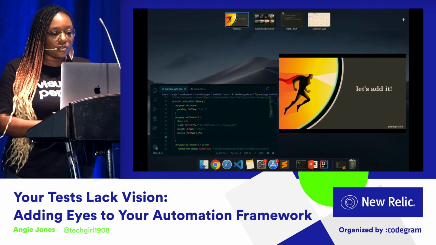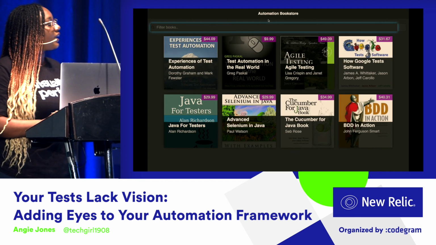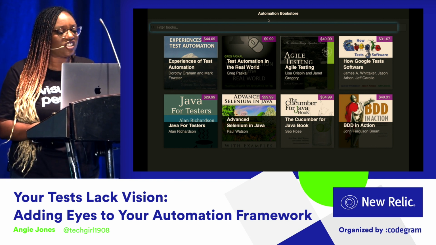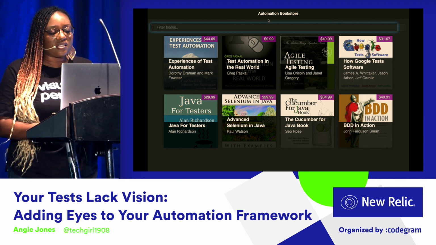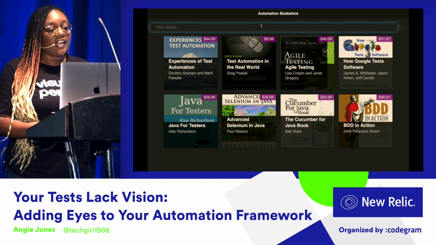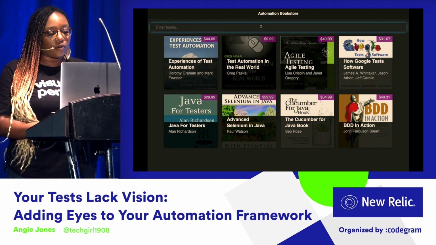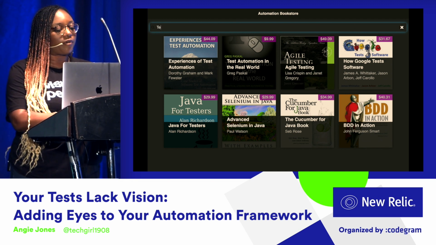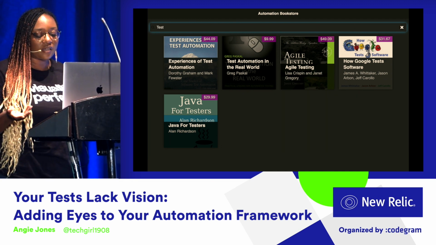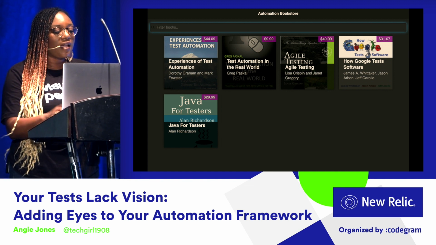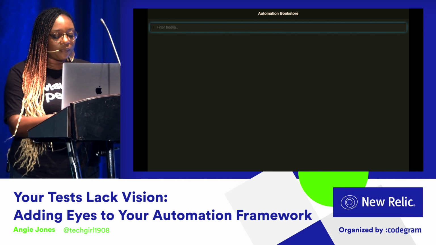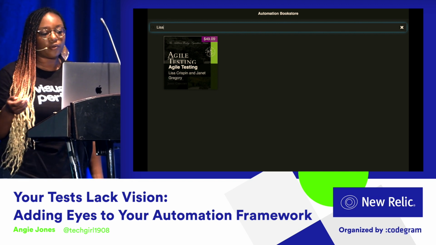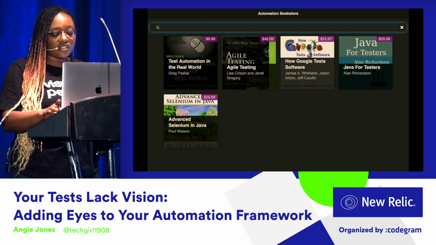So first, let me show you the application that we're going to be testing. This is a single-page app that I put together. It's 8 of my favorite books, and you can filter down on these books by title or by author. For example, if I put in the word test, I see the books that have test in the title. If I put in Lisa, I see the book where Lisa is a co-author of it. So that's pretty much the app.